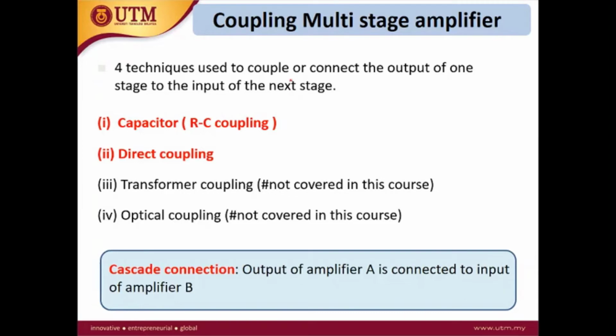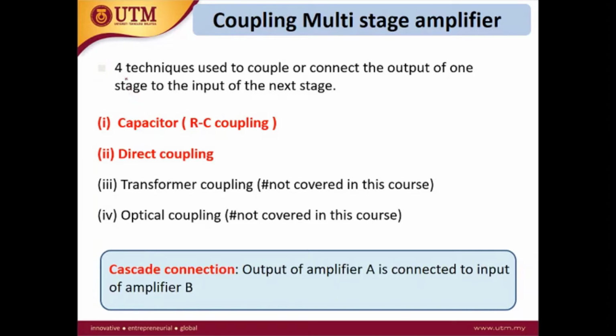Okay, so we also described what a cascade is. Cascade connection means that the output of amplifier A is connected to the input of amplifier B, and this amplifier B is the next stage of the whole system. In this slide, we show how the cascade connection can be made.